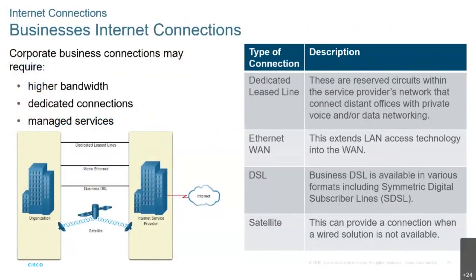Every corporate business wants higher bandwidth, dedicated connections, and managed services. Some businesses have a dedicated lease line straight to the internet service provider. For example, our university, Curtin, has a T1 lease line connection to the internet service provider. In Malaysia, it's TM.